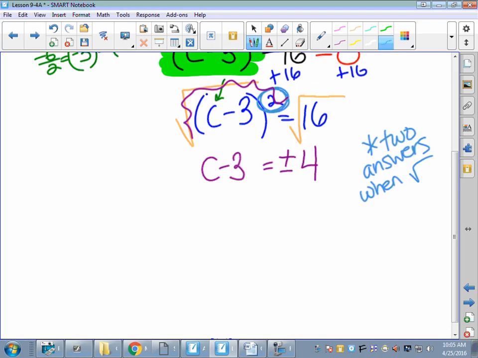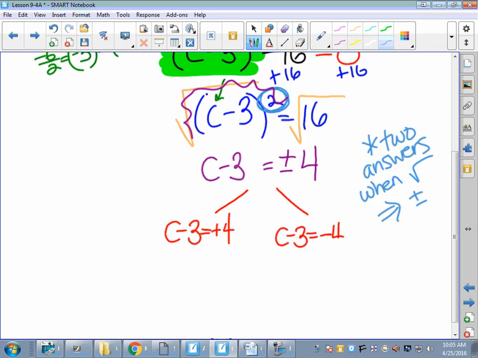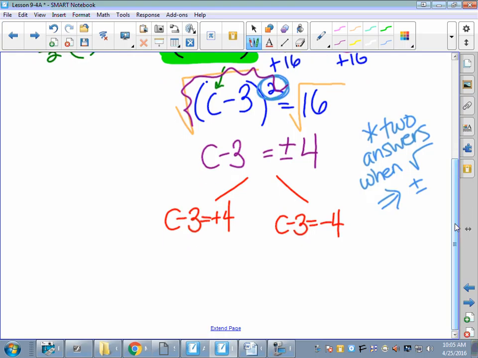Positive and negative. And I just put that little plus or minus out there. And then our last step is to solve for the variable. We have 2 problems to do. C minus 3 equals positive 4. C minus 3 equals negative 4. 2 simple equations to solve, but we just have to make sure we do them both.